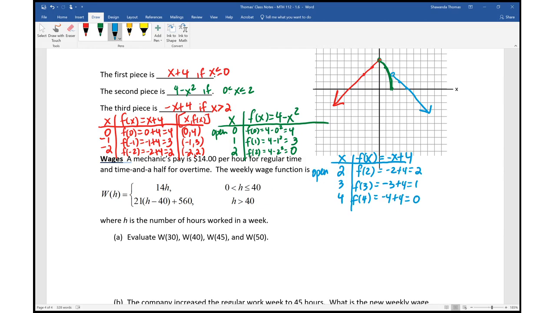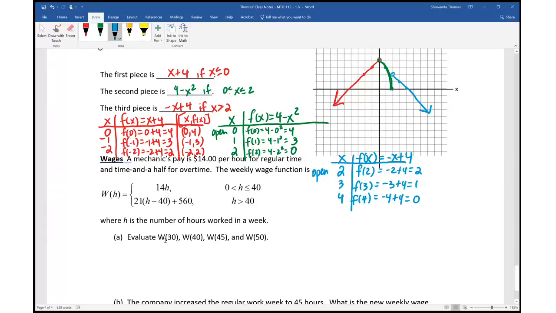If he works overtime over the 40 hours, he would make time and a half. What is time and a half? $14 plus $7, which is $21, times that amount that is over the 40 hours, or the overtime, plus the 560 that he got from multiplying 14 times 40. So that is where those numbers are coming from.